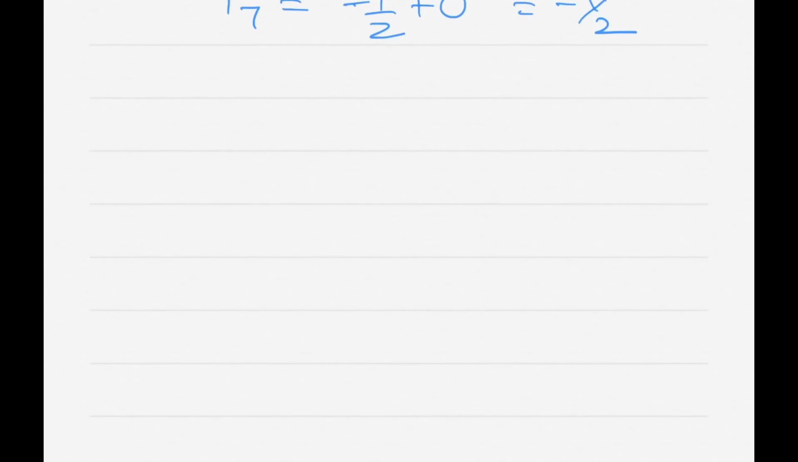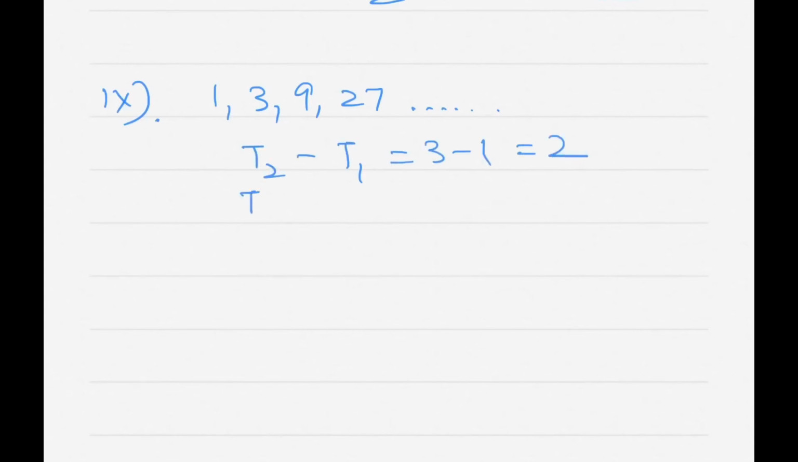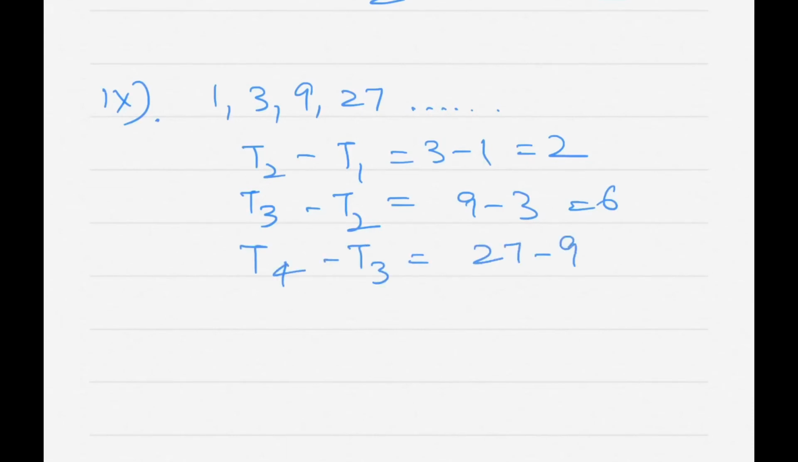So next is my 9th part of this question. I have finished 8th. So 1, 3, 9 and 27. These are my 4 terms of the series. So T2 minus T1 is equal to 3 minus 1, so it is 2. T3 minus T2 is equal to 9 minus 3, so 6. And T4 minus T3 is equal to 27 minus 9, so that's equal to 18.